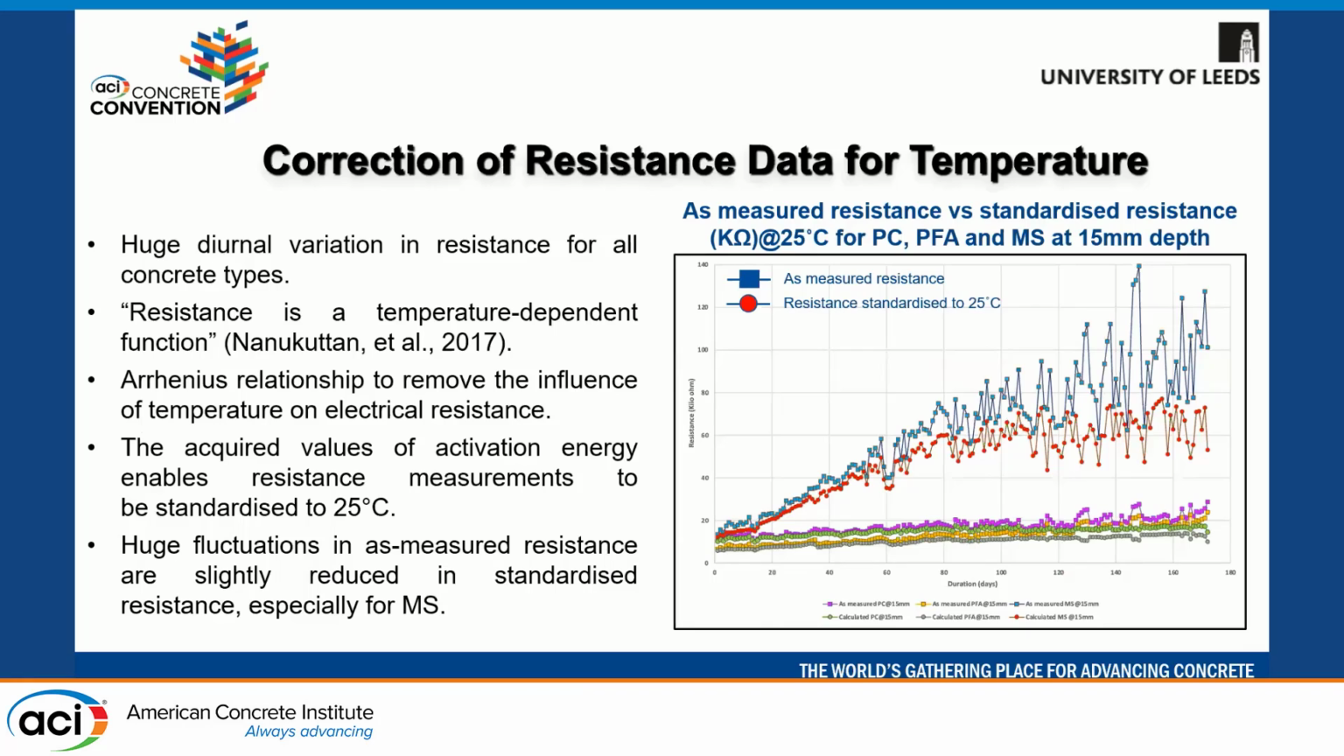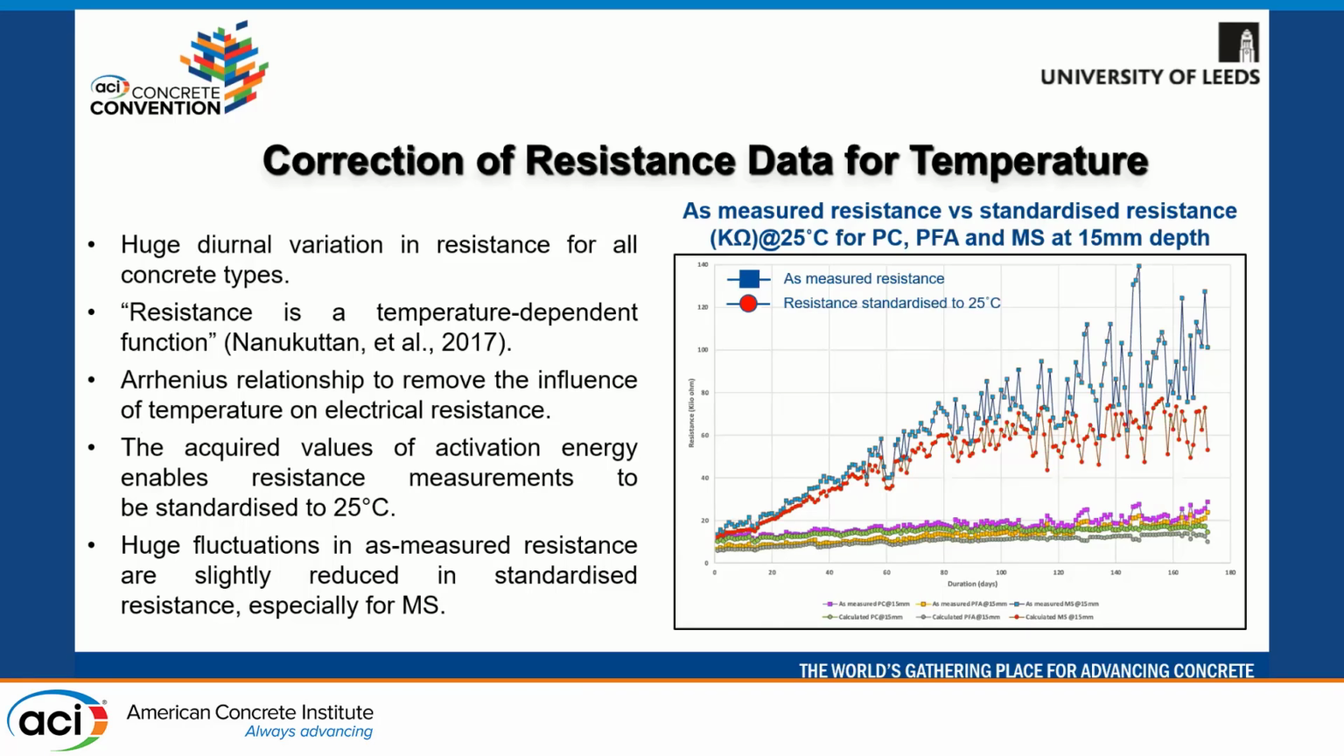So as we know, concrete is affected by temperature. If you see in the graph, the squared blocks represent as-measured resistance, and there is huge diurnal variation in resistance for all concrete types. This is because concrete was kept outside and it was subjected to temperature variations.